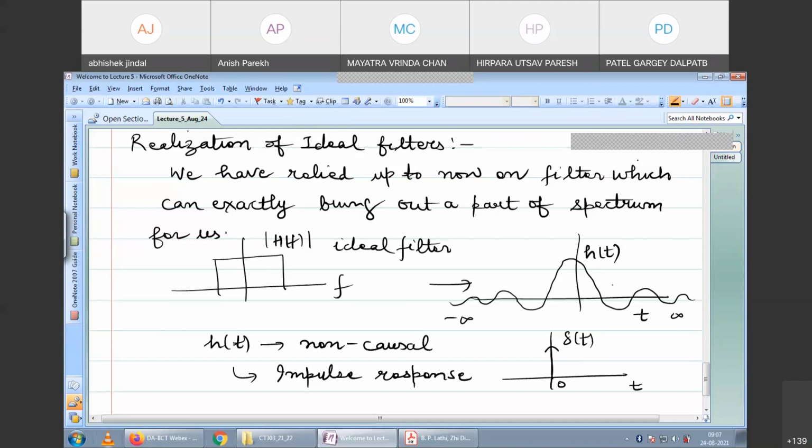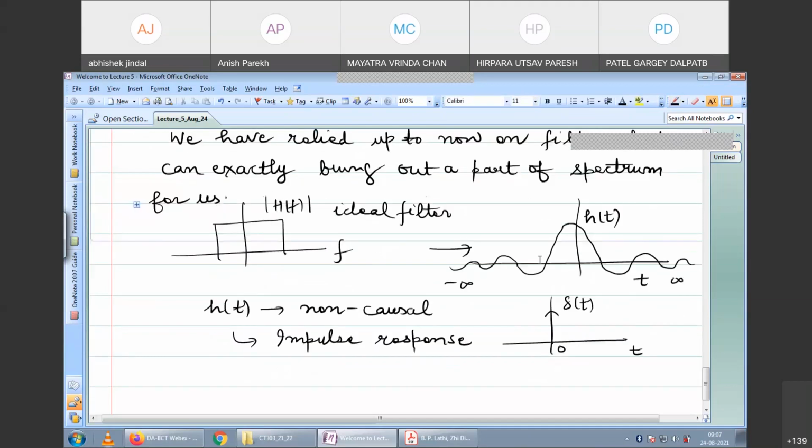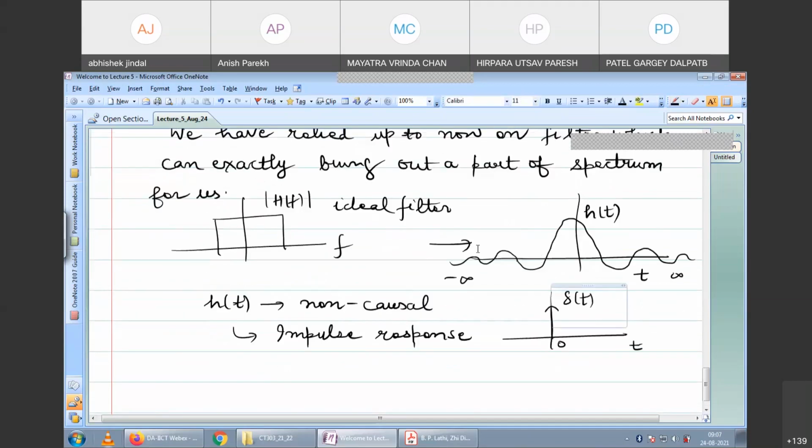See, unless I apply something, I should not get something in real systems. Okay. So because of it being non-causal, it is unrealizable. Okay, and the time domain response runs from minus infinity to plus infinity, a very large time domain response.